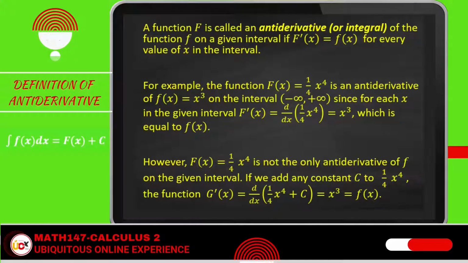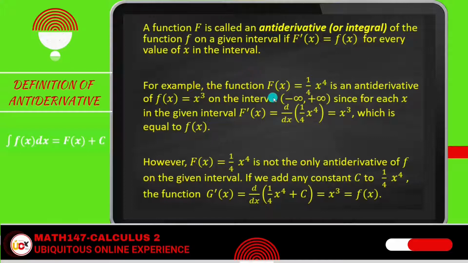Let me start by defining what an antiderivative is. By definition, a function big F is called an antiderivative or integral of the function small f on a given interval if the first derivative of the function big F of x equals the function small f of x for every value of x in the interval.